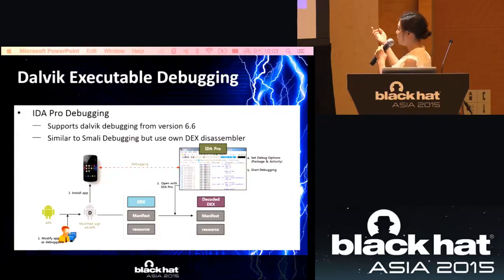Then IDA Pro gives the interpreted view of the classes.dex file, and it gives a readable bytecode of the DABiD executable too. The analyst should also set debug options like package name and activity names, and they can start debugging from IDA Pro. Then IDA Pro starts the application, which was installed on the smartphone by the analyst, and this process waits for the debugger to be connected, and then IDA Pro can continue debugging.